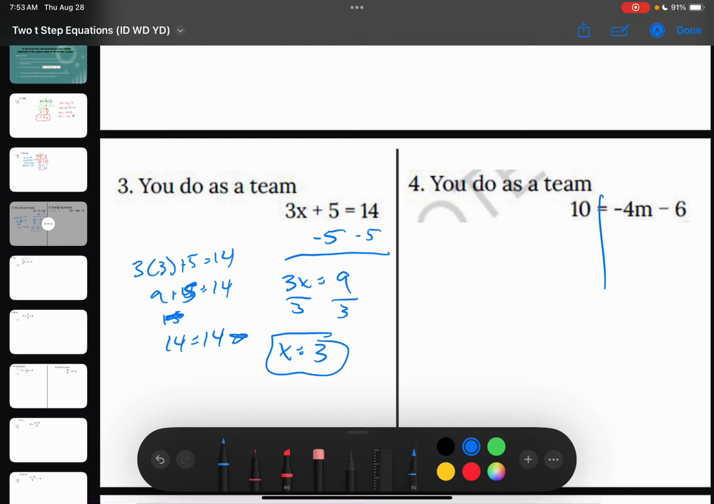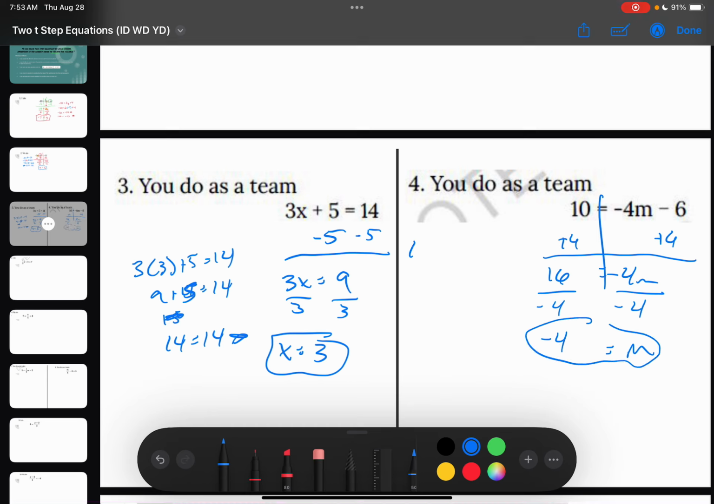On this one, we'd add 6 first to both sides, leaving us 16 equals negative 4m. Divide both sides by negative 4. And m equals negative 4. And 10 equals negative 4 times negative 4 minus 6. This is 16 minus 6, which is 10. 10 equals 10. We're good.